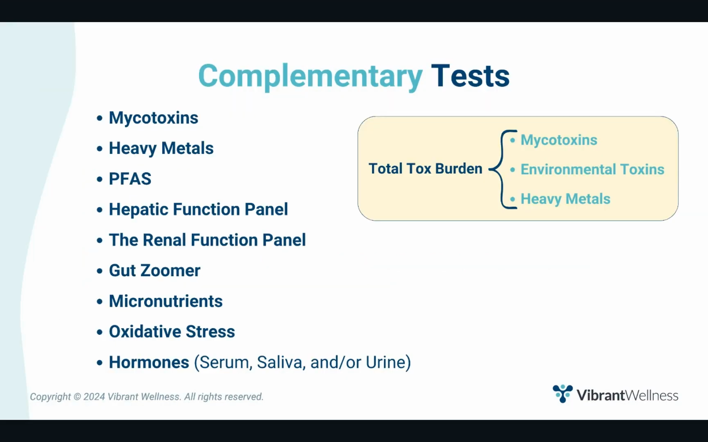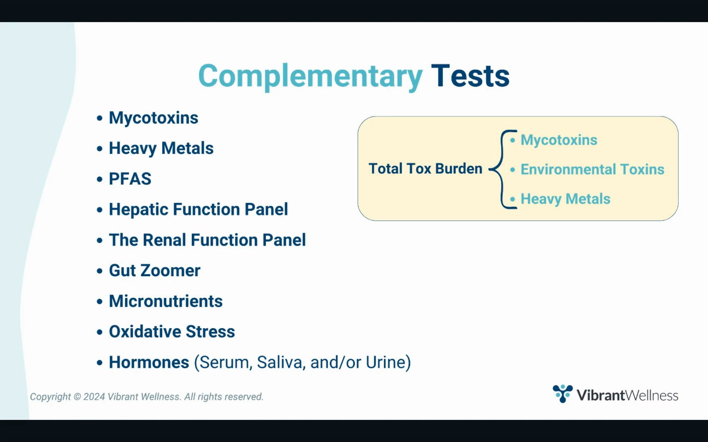In addition to environmental toxins, also consider exploring exposure to mycotoxins, heavy metals, and PFAS to investigate and also reduce the total toxic burden. Consider hepatic function and renal function panels to investigate liver and kidney function, which impact detoxification and elimination. The gut zoomer to investigate microbial overgrowth burden, intestinal hyperpermeability, and or elevated beta-glucuronidase that's impacting detox and elimination. Micronutrients to assess intracellular and extracellular nutrient levels, as many environmental toxins deplete critical nutrients such as antioxidants and minerals, and to assess for the adequacy in micronutrients required for phase 1 and phase 2 detoxification pathways.